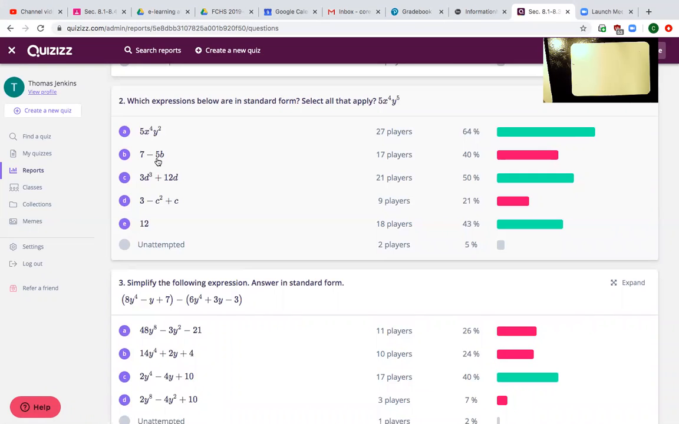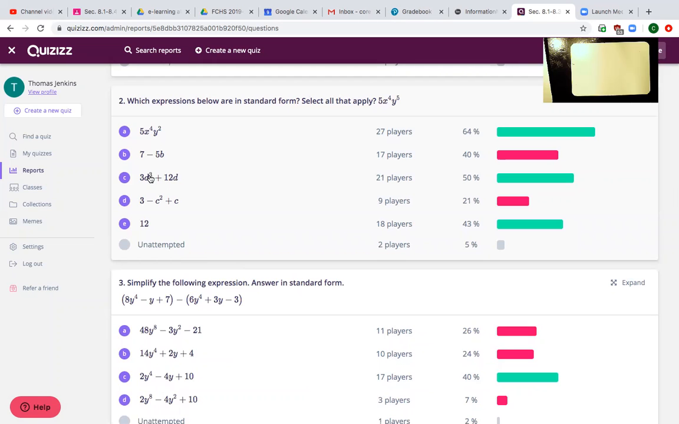A lot of people had that B was in standard form. It's not. This term right here is first degree. This term is 0 degree. So those should be flipped around. To be in standard form, that would say negative 5b plus 7.